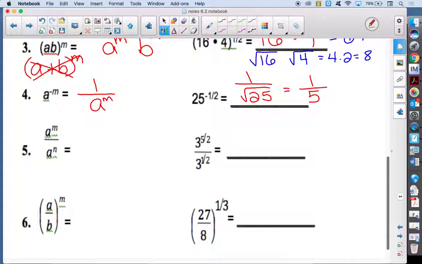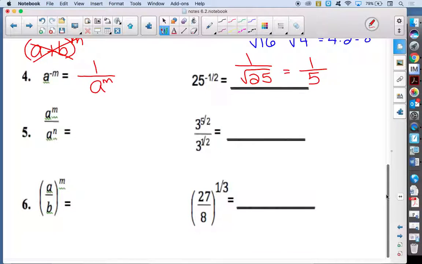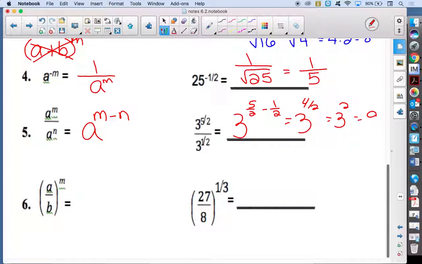1/2 exponent. The last two are our division or fractional problems here. So we have a to the m divided by a to the n. What happens with the exponents when you're dividing? You subtract them, so it would be a to the m minus n. Yep. So over here, if we're subtracting 5 halves minus 1 half, we end up getting 4 halves, which is 2. Good. And 3 squared is 9. Awesome.